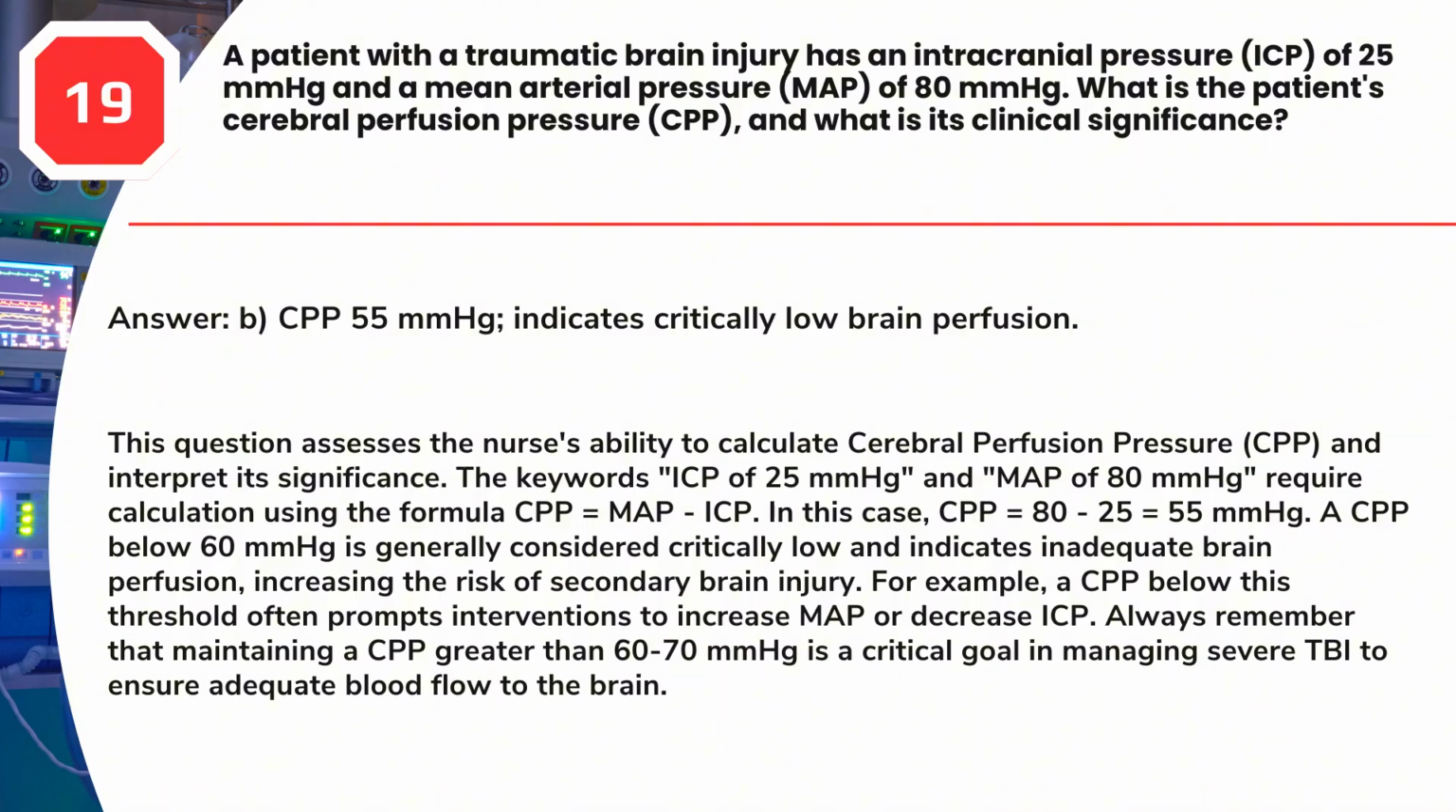A CPP below 60 millimeters of mercury is generally considered critically low and indicates inadequate brain perfusion, increasing the risk of secondary brain injury. For example, a CPP below this threshold often prompts interventions to increase MAP or decrease ICP. Always remember that maintaining a CPP greater than 60 to 70 millimeters of mercury is a critical goal in managing severe TBI to ensure adequate blood flow to the brain.